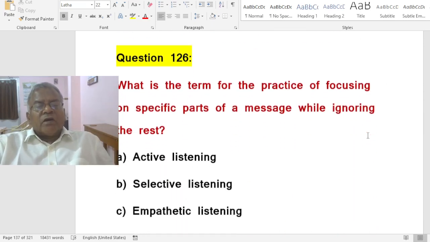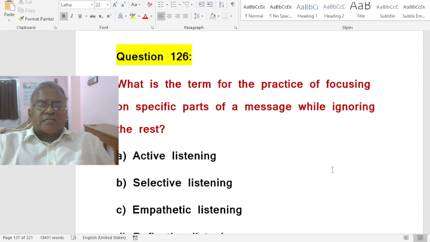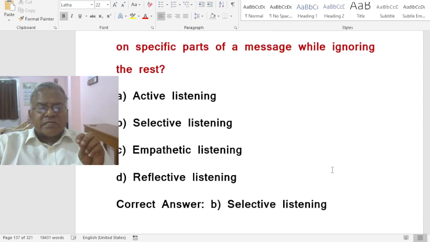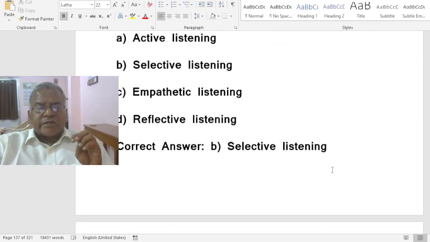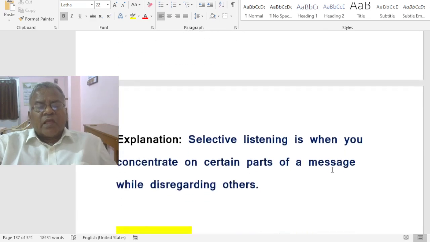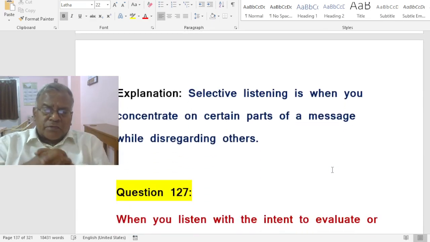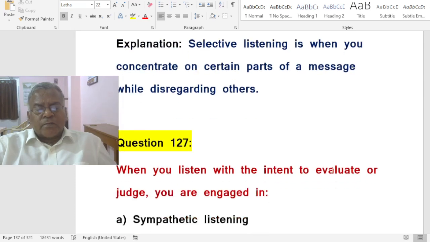What is the term for the practice of focusing on specific parts of a message while ignoring the rest? Already we have said that. A. Active listening. B. Selective listening. C. Empathetic listening. D. Reflective listening. That is selective listening. Selective listening is when you concentrate on certain parts of a message while disregarding other points.